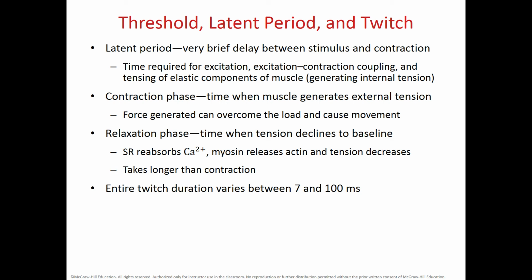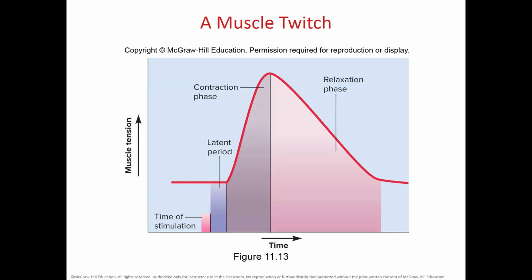And after you have generated this contraction phase, you move into the relaxation phase, which is the time when the tension declines to the baseline. Why? Because the calcium goes back into the sarcoplasmic reticulum, and then the myosin releases actin, and then the tension decreases, and this relaxation phase actually takes longer than contraction. But the entire twitch varies between 7 and 100 milliseconds.